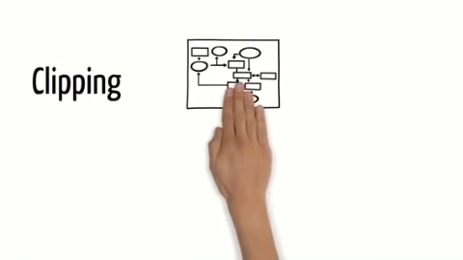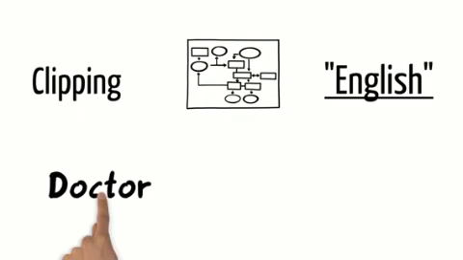Clipping, acronymy, blending, and back formation. Clipping. In morphology, clipping is defined as the process in which a word is reduced without changing its meaning. There are 4 types of clipping.